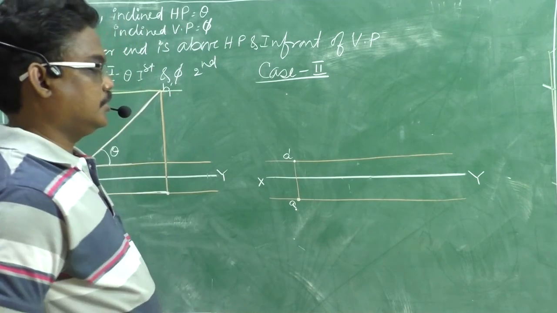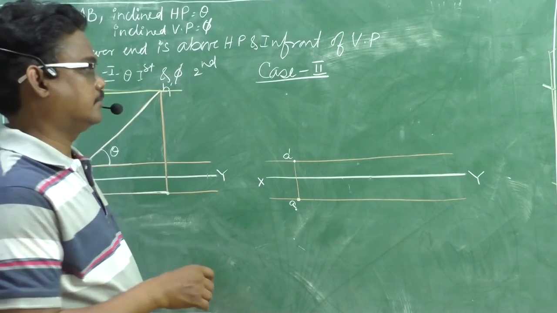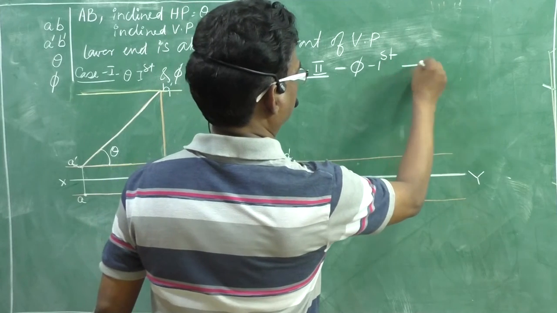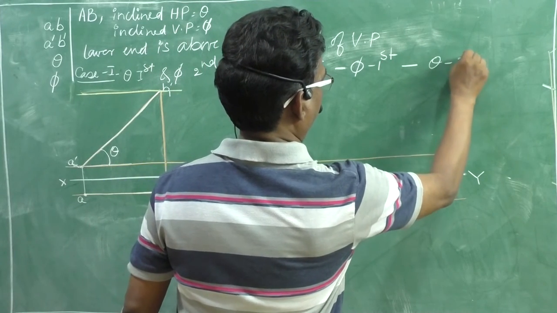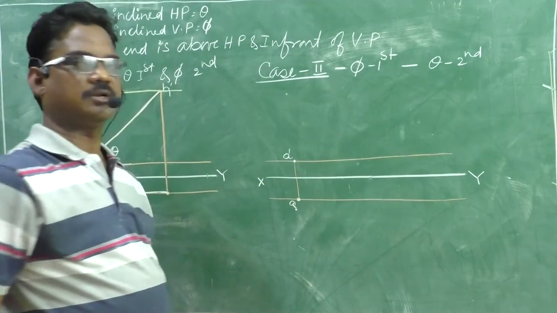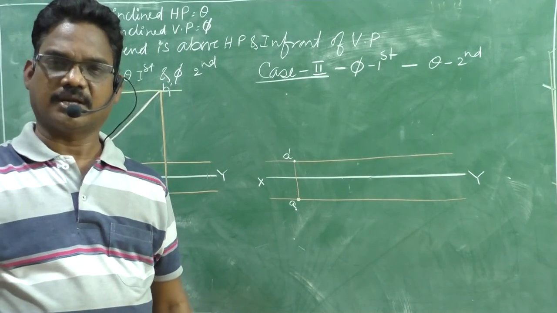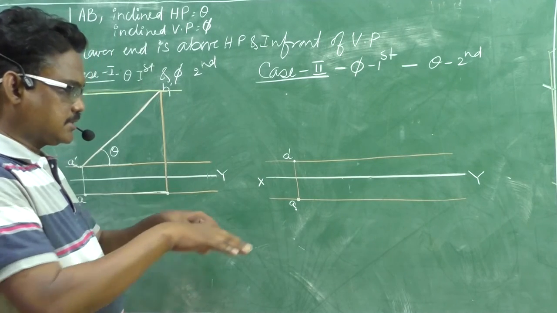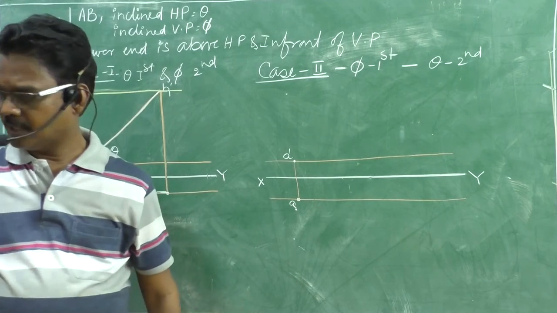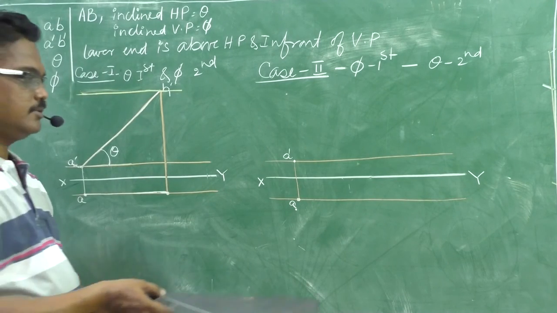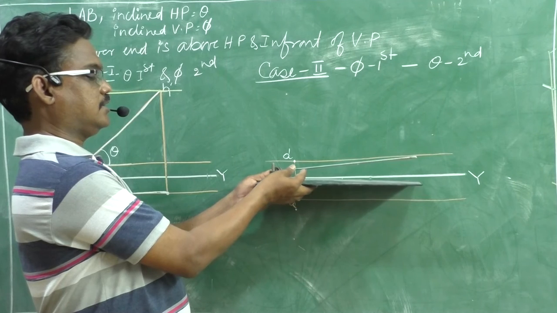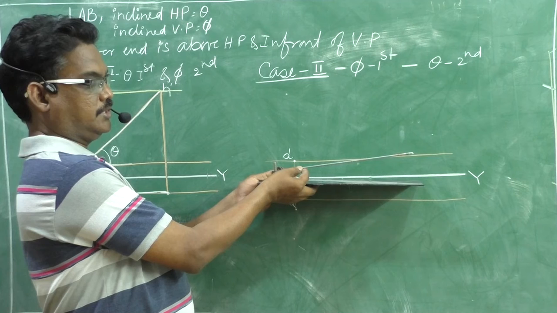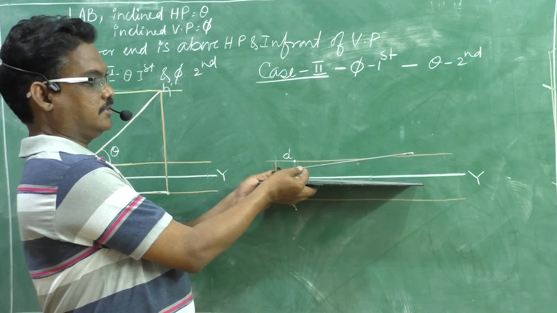Okay, now first consider phi. Okay, in case 2, phi first and theta second. For the final position we need to consider phi first and theta second. Now see, if you consider phi first, that means the line is parallel to HP and it makes an angle of phi with the VP. This is the position, right? The line is parallel to HP and makes phi inclination with the VP.